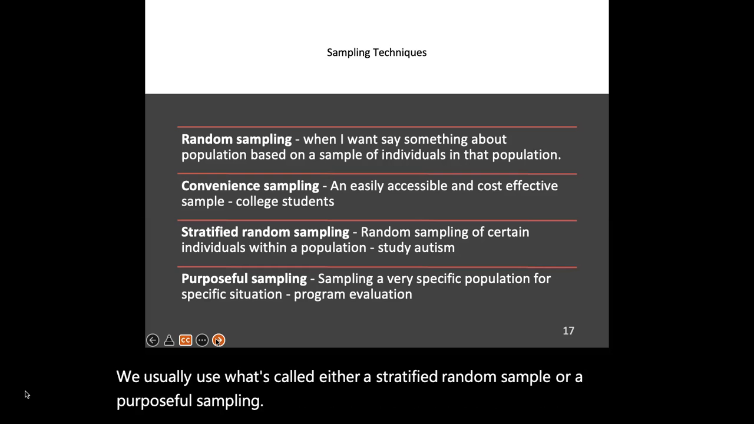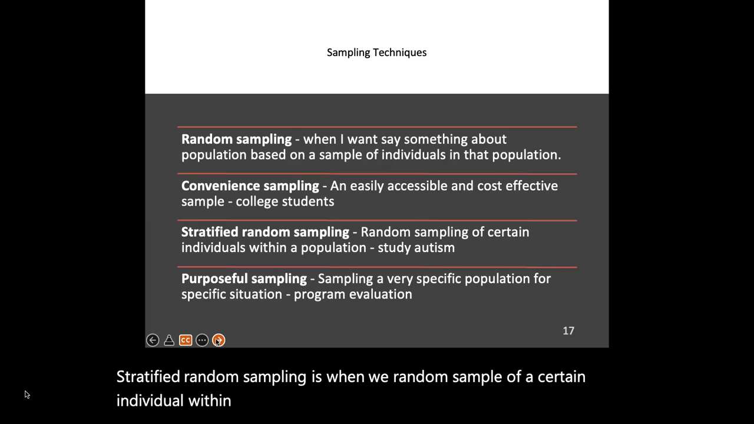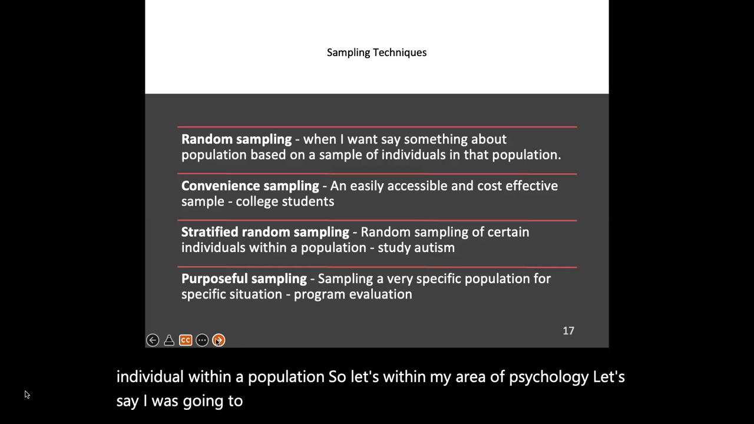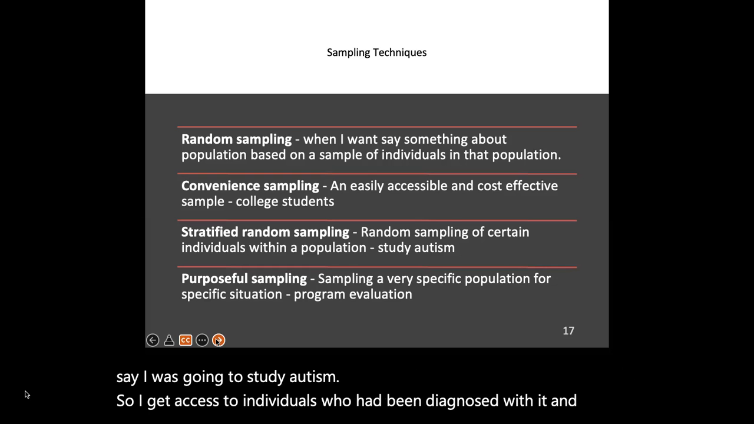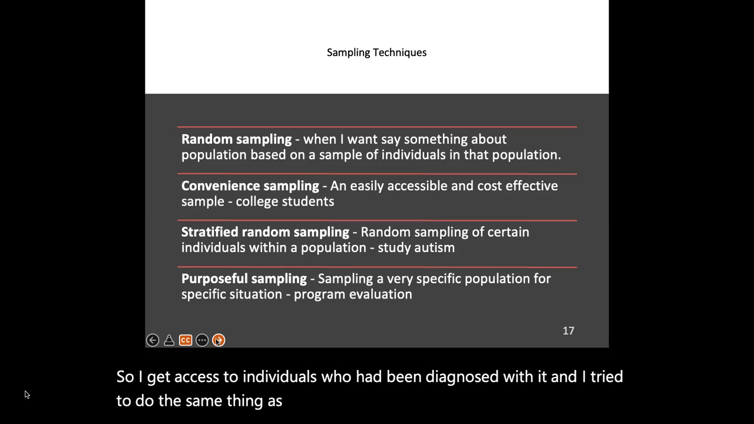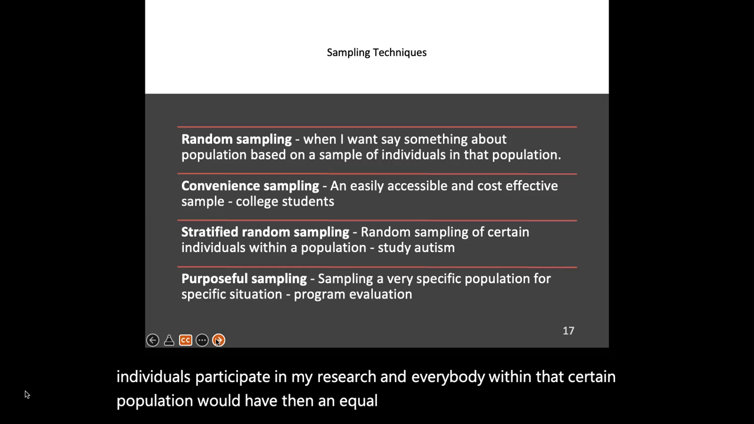Stratified random sampling is when we randomly sample certain individuals within a population. So within my area of psychology, let's say I was going to study autism. I get access to individuals who had been diagnosed with it, and I try to do the same thing as a pure random sample and have individuals participate in my research, and everybody within that certain population would then have an equal chance of being chosen.